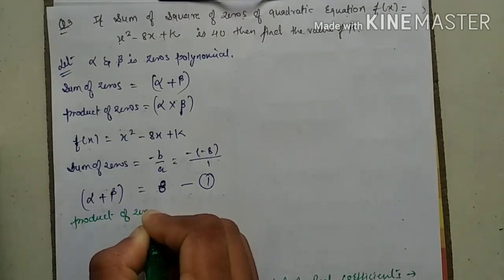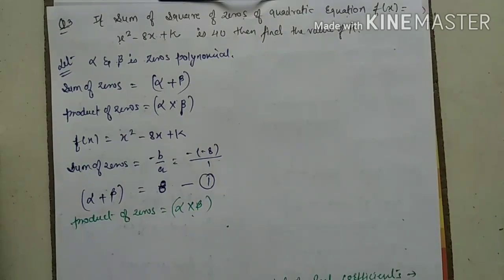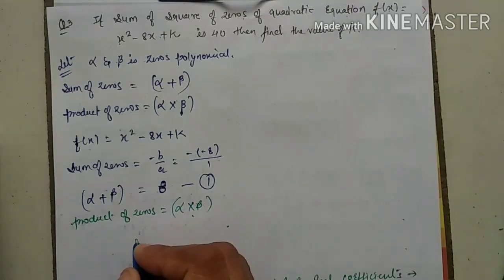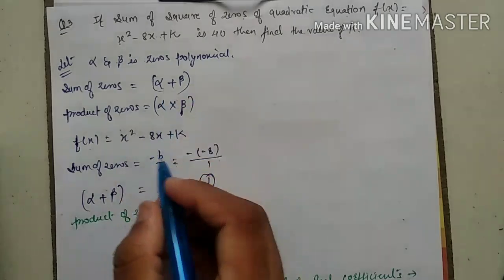Product of zeros. I am writing with another pen to understand more. Is it clear? As you know, product of zeros. What is the formula of product of zeros? I think you know it. Constant term upon coefficient of x square. Correct?